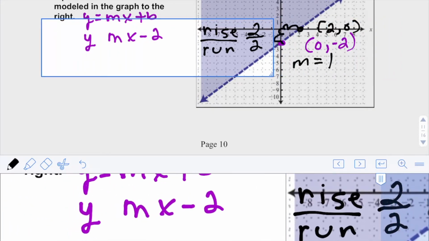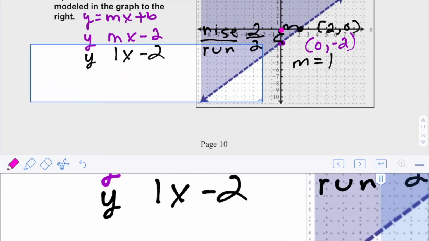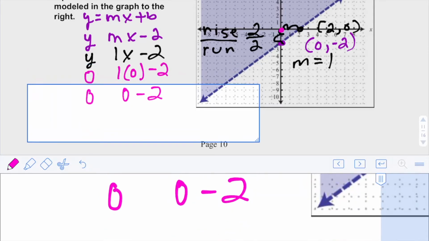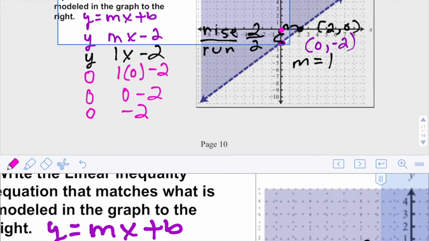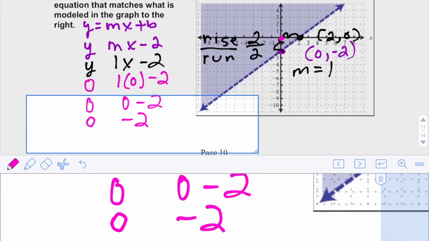So I can bring that back over here and plug it in, leave my gap again. So now all I have to do is figure out my symbol. Well, what's the easiest point to plug in and figure out? (0, 0). So I come back over here, I plug 0 in for y, I plug 0 in for x, and then I get 0 here, I get 0 minus 2 here. So on this side of the equation I have 0, on this side I have -2, and I know that I'm using these symbols because it's a dotted line. So I know that 0 is greater than -2.